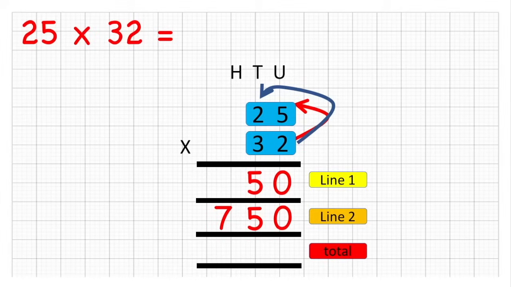Am I finished? No, I need to add it together because I've partitioned it, I've broken it apart to do it. Now I've got to put it back together to get my final answer. So let's look at the units column. 0, 0 equals 0, obviously.